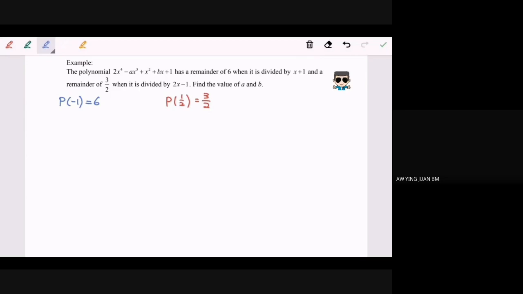So the following step, I'm going to substitute the value into the expression given. So in here, substitute negative 1 into the expression. So we will have 2 plus a, minus 1 squared, we will have positive 1, minus b plus 1 and equals to 6 for the right hand side.